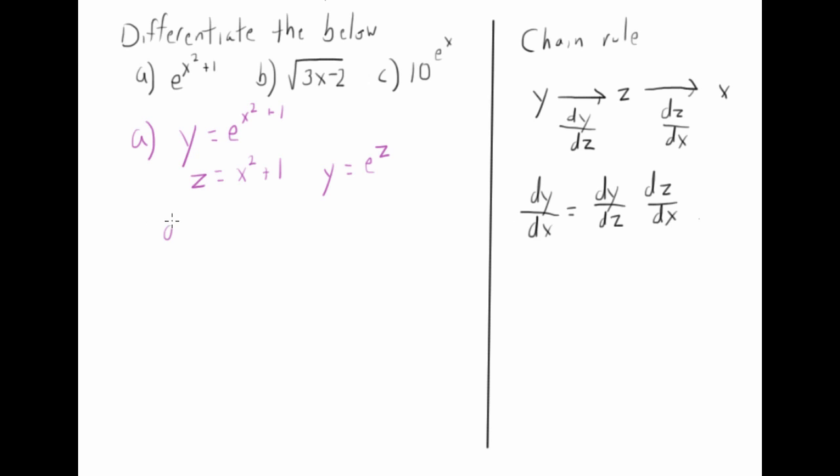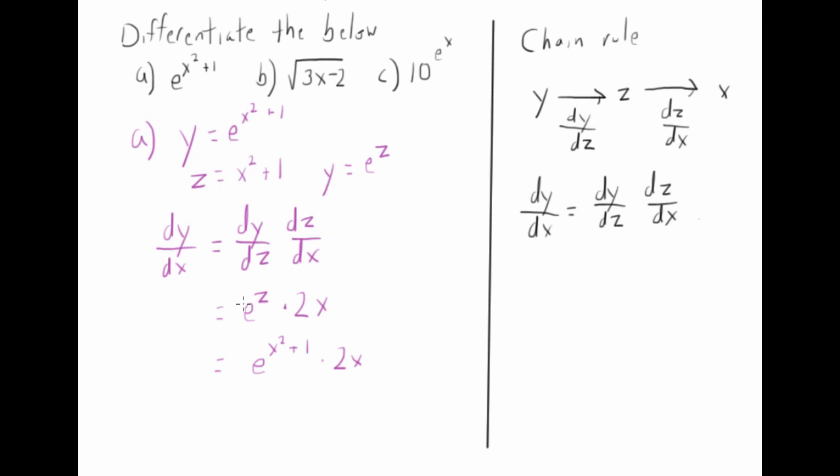So it's chain rule time. dy/dx equals dy/dz times dz/dx. I want to multiply the two derivatives together. What's the derivative of e to the z? That's e to the z. What's the derivative of x squared plus 1? That's 2x. Note that I have a z in this expression. Got to get rid of it. No z's when we're done. So the answer is e to the x squared plus 1, because that's what z is, times 2x.